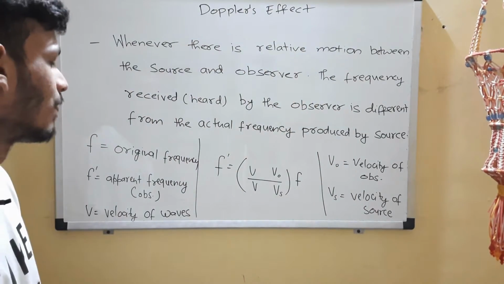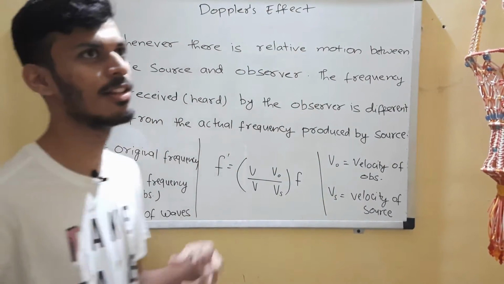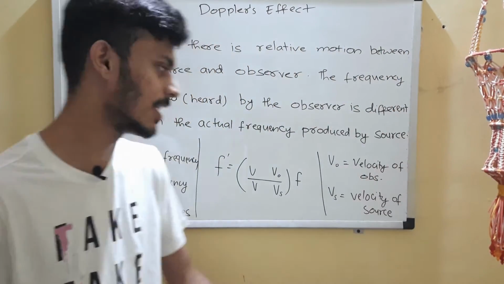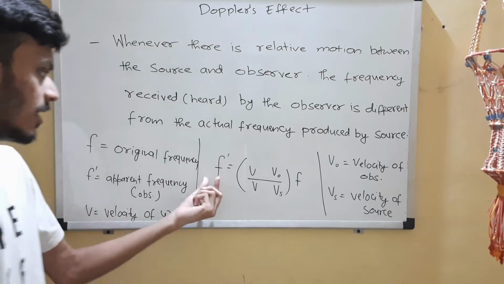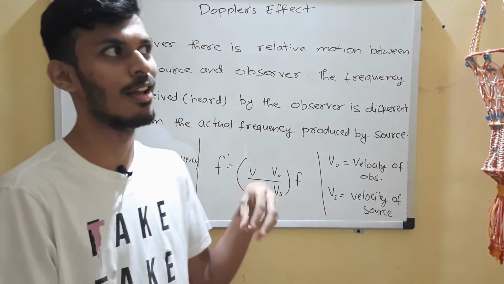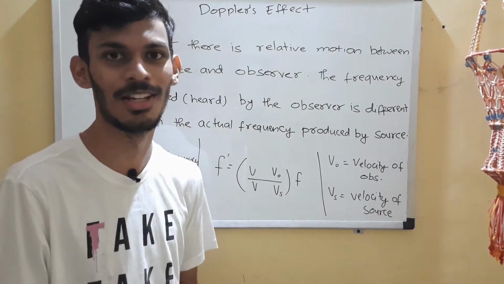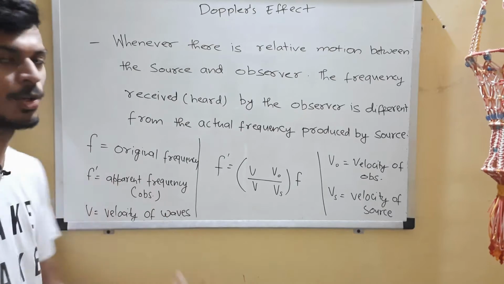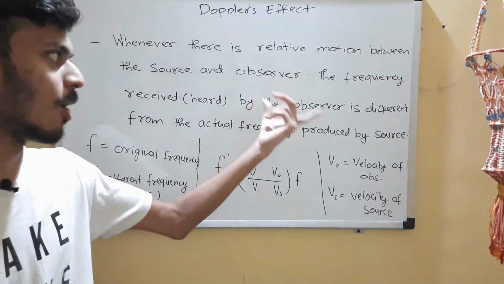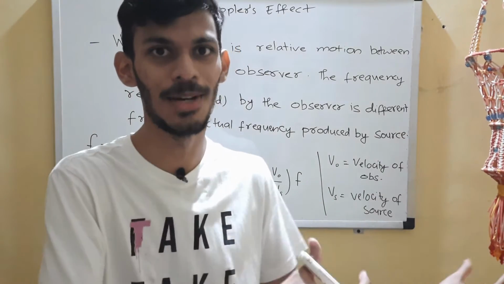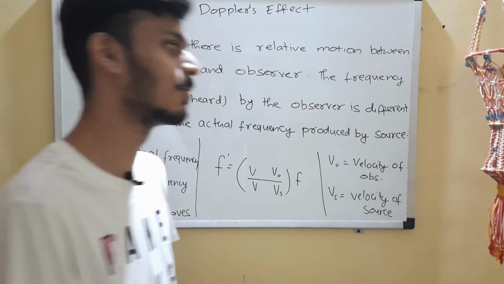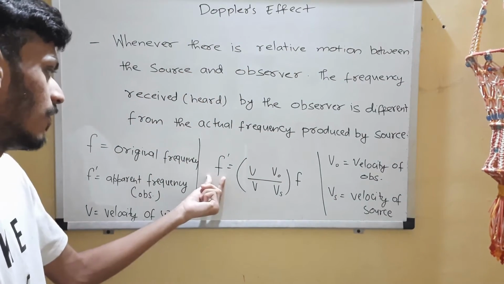Now this is the formula to find the apparent frequency. As I said, the observer is hearing a different frequency, and this is the formula to find it. It's known as the apparent frequency, the scientific term. It's not the original one, it's the apparent one. It just appears to the observer.